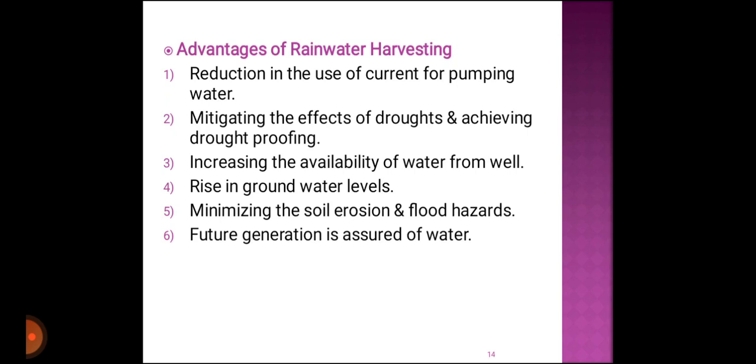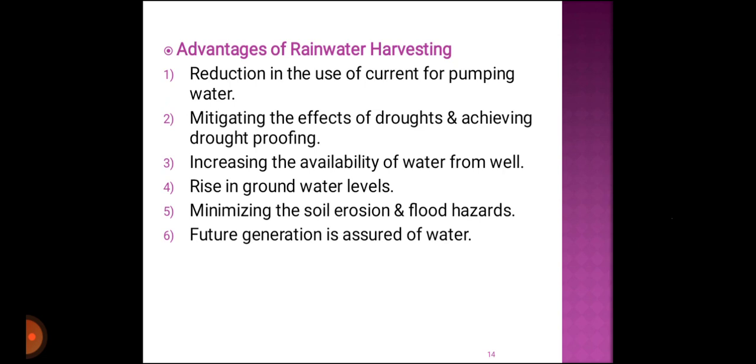So the pumping of water is reduced, drought will be reduced, the availability of well water is increased, the groundwater level also increases, then we avoid floods and soil erosion, and future generations are assured of water. So these are some of the advantages of rainwater harvesting.